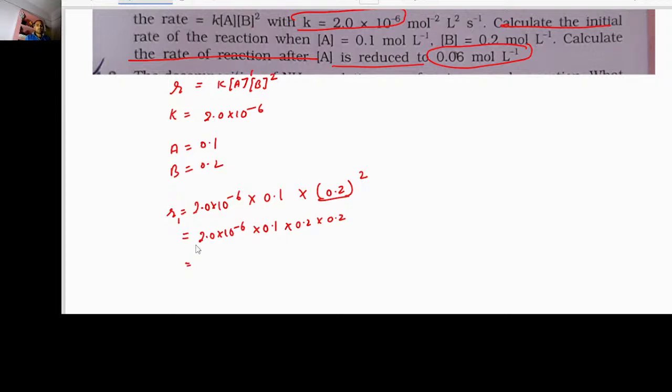So what is going to be our answer? First of all we are solving the power. Here the decimal is 1 digit, 2 digit, 3 digit, so 10 power minus 9. Then 2 twos are 4, 2 fours are 8. So 8.0 into 10 power minus 9. What is the unit? The unit will be mole per liter per second. This is the rate.